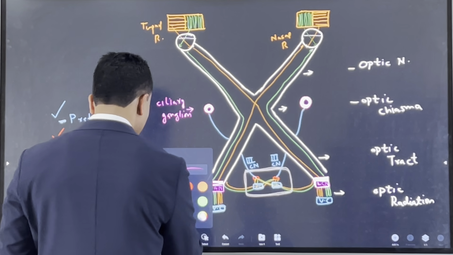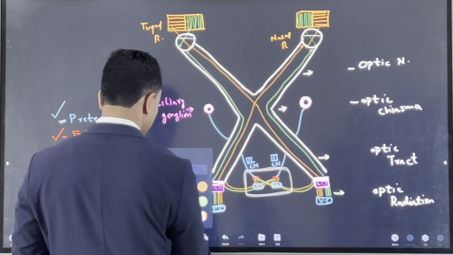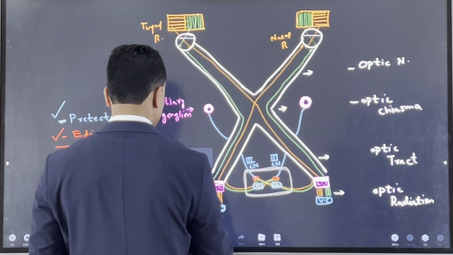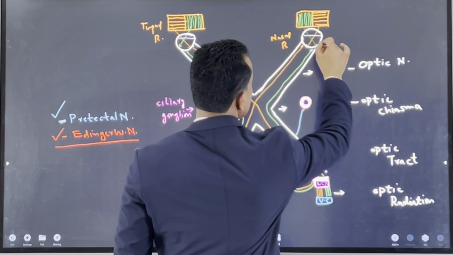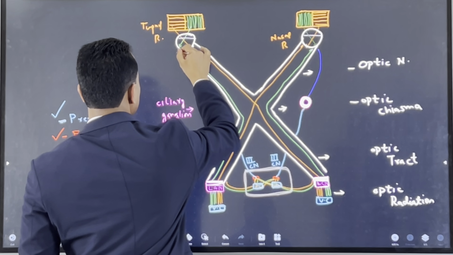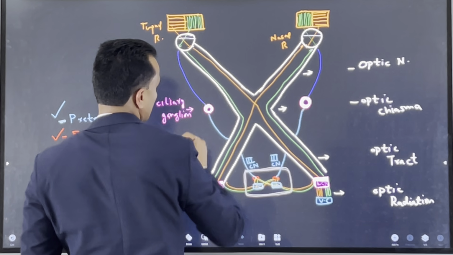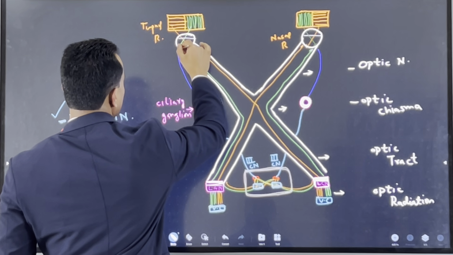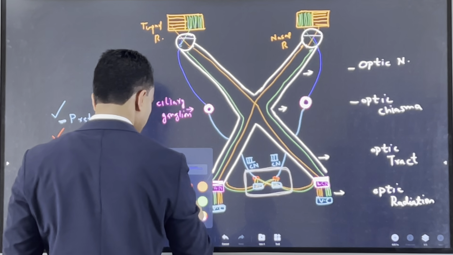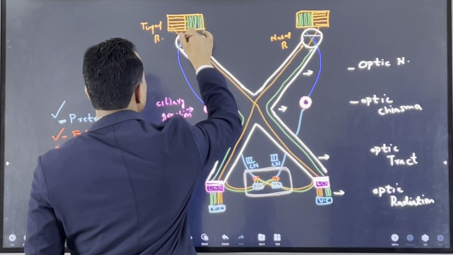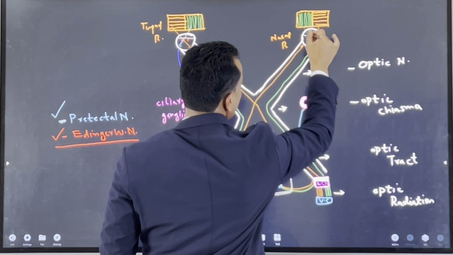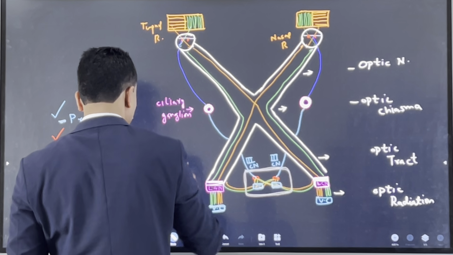short ciliary nerve. Suppose this is the short ciliary nerve, and the short ciliary nerve is innervating muscles here, and these are intrinsic eye muscles, and these muscles are called sphincter pupillae muscles. Here we have got sphincter pupillae muscles.